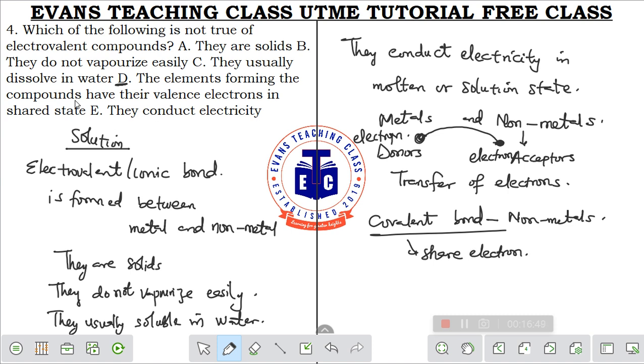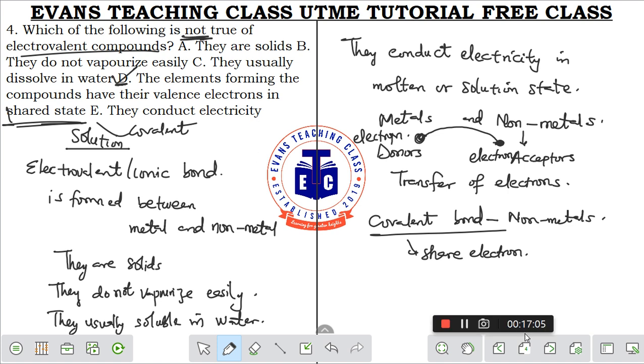Now they said the elements forming the compounds have their valence electron in shared state. That's wrong. It cannot be in shared state, because shared state is for covalent bond, but we are talking of electrovalent bond. So the answer will be option D. That's the one that's not true.